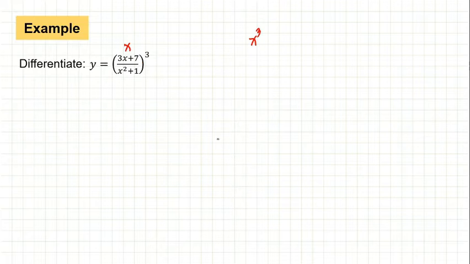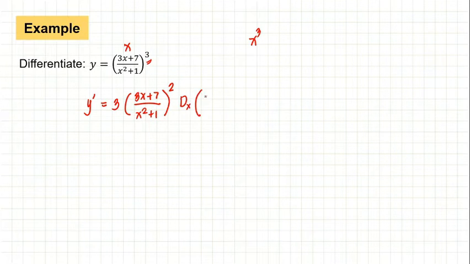So we will now apply the general power rule or the chain rule. Okay? So we will now differentiate the outer function. So that is 3x plus 7 all over x squared plus 1 to the power of 3. So you will treat this one as one variable like x. So we will just bring down 3. So you have 3 times, you copy 3x plus 7 all over x squared plus 1. Okay, like the power rule that you know. Then we subtract 1 to the exponent. So we have 2. Then you multiply it by the derivative of the inner function.